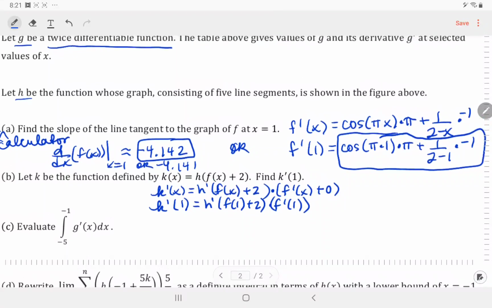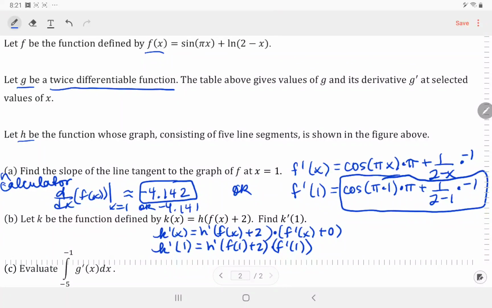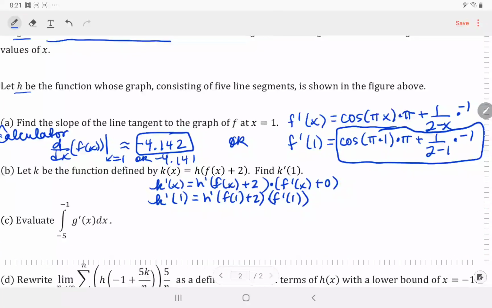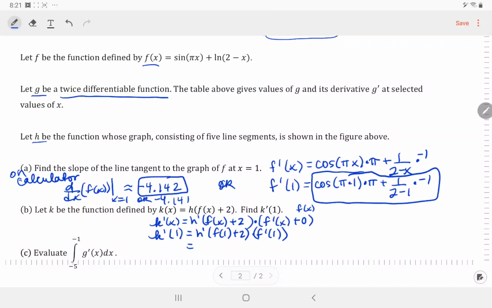I need f of 1 and f prime of 1. Oh, those were my signs, though. Oh, that's annoying. And then h prime of that. I'm going to write my f equation down here because I can't see it very well. Oh, I'll just zoom out. Okay, there we go. So this is h prime of, let me just find f of 1 over here. F of 1 is sine pi plus ln of 2 minus 1. You could type that into the calculator, and it's 0 plus 0, which is 0.